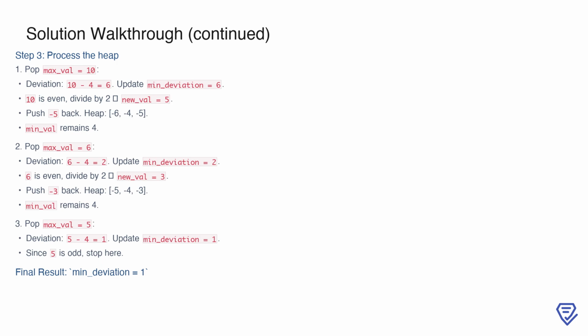Finally, we pop the maximum value, which is 5. The deviation between 5 and 4 is 1, so we update min_deviation to 1. Since 5 is odd, we stop here. The final minimized deviation for this example is 1.